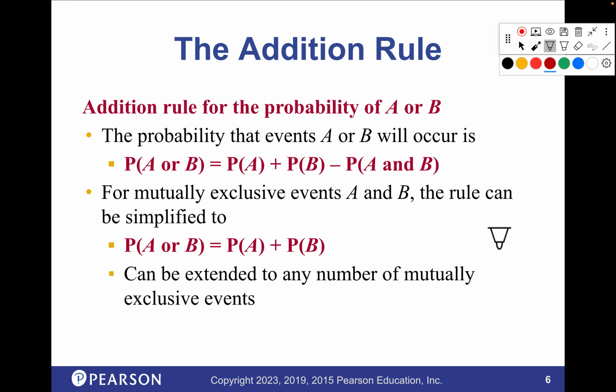Good. And so here's the rules that we're going to go into. If they are mutually exclusive, it's sort of easier. We just add the probabilities. And notice it's really the same formula if they are not mutually exclusive, but we just have to subtract off the parts that are overlapping.